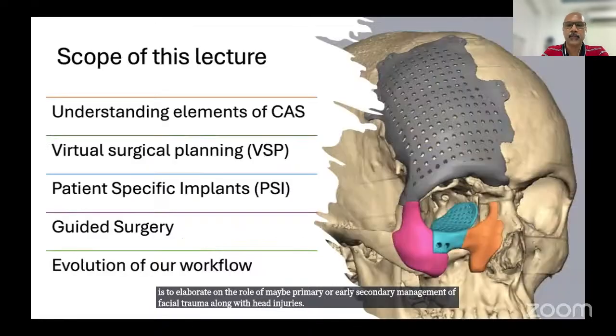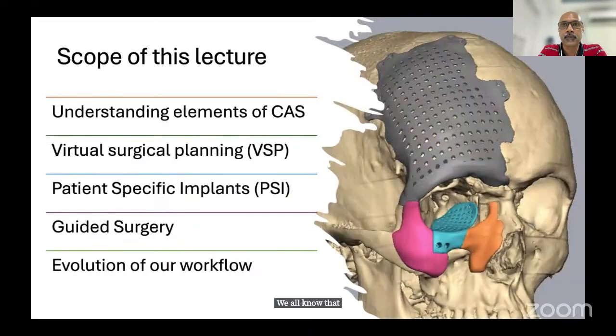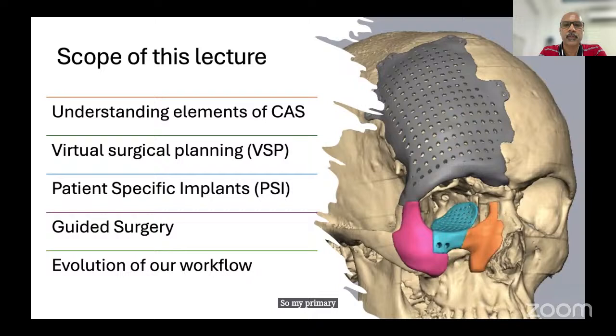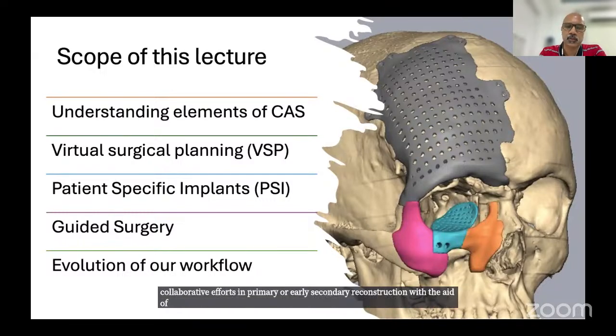We all know that facial trauma and head injury go hand in hand. In fact, the incidence is anywhere between 20% and 85% when you're looking at involvement of the cranial bones or the brain in any form of facial trauma. So my primary focus is to elaborate on the role for collaborative efforts in primary or early secondary reconstruction with the aid of computer-assisted surgery.